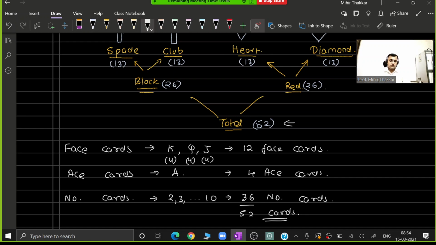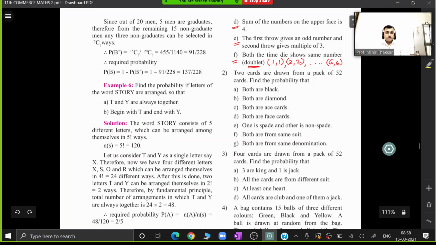Okay. So the question number 2 over here says that two cards are drawn from a pack of 52 cards. Find the probability that both are black. Now guys, over here it is telling us we have to select two cards from a pack of 52 cards. Whenever we have to do a selection, we have to apply the condition of permutation and combination, because combination is something that will help us in doing the selection.